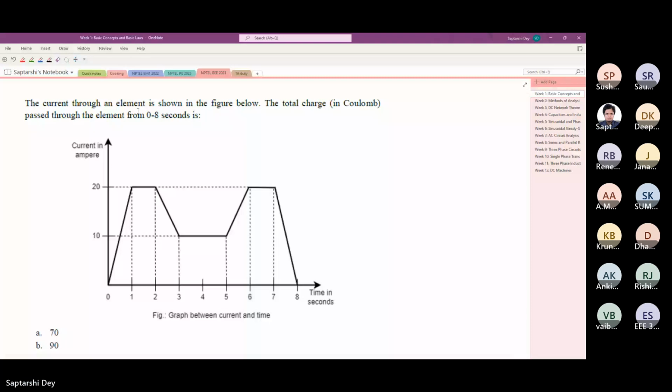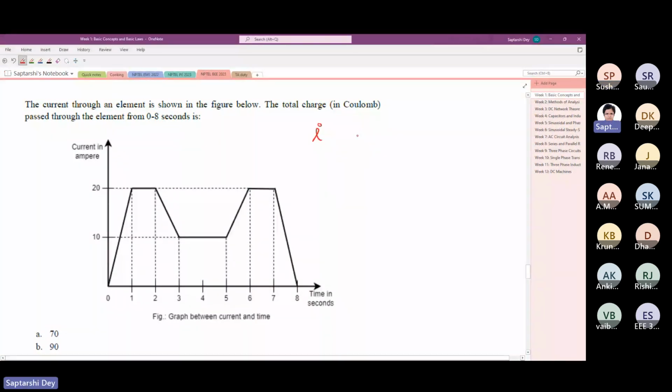Anyway. The current through an element is shown in the figure below. The total charge passed through the element from 0 to 8 seconds is how much? So how to do that? What is the basic formula, the relation between current and charge? I is equal to dq by dt.